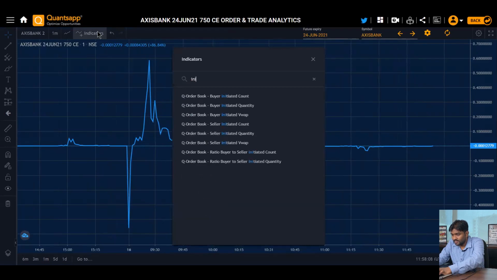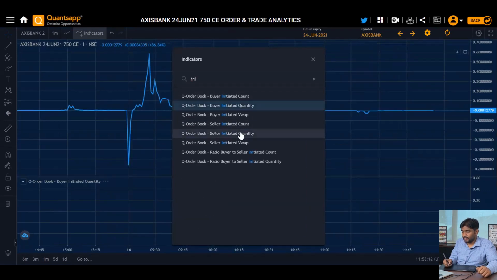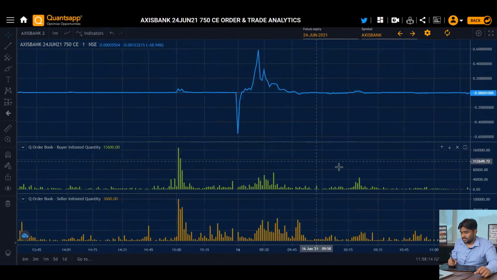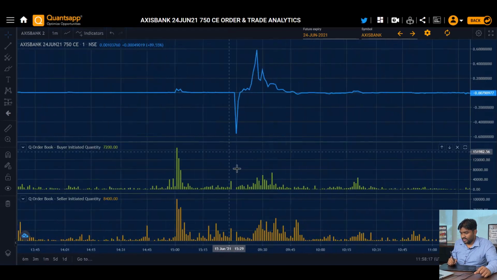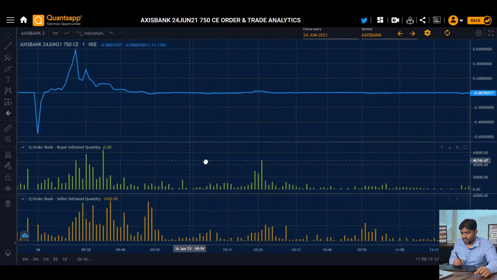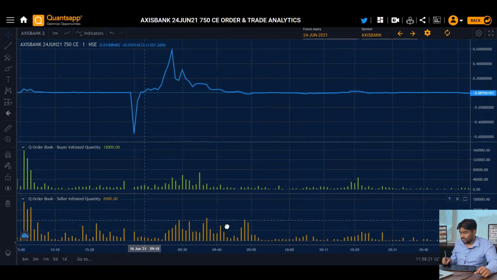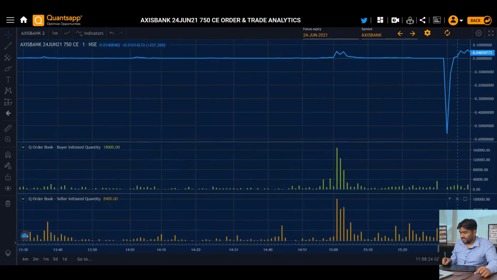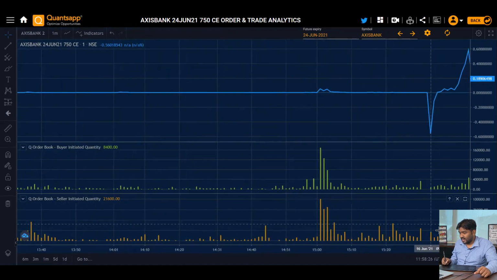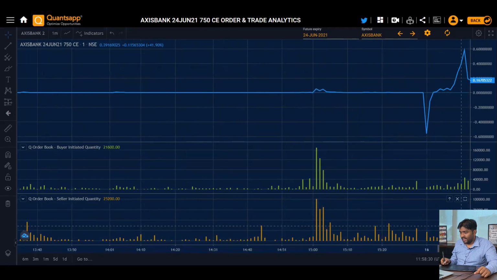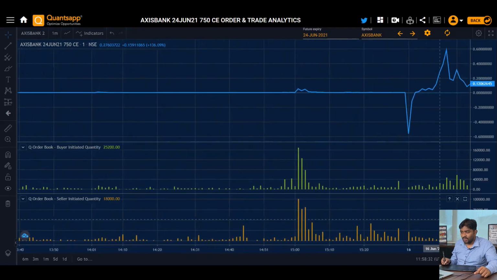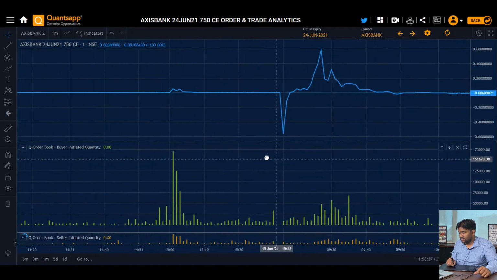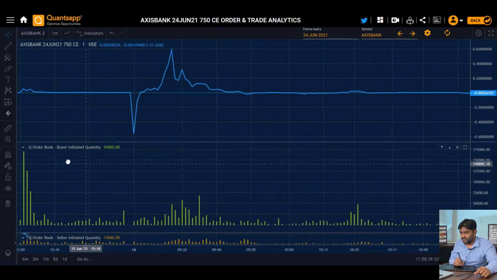We'll put two indicators: buyer initiated quantity and seller initiated quantity. So the day started here. Initially when the market started today, there were no major orders, but from 9:25 and 9:30 we started receiving orders at the market price. That is from the seller side. We can check here also, but this is the highest one, so it won't show.